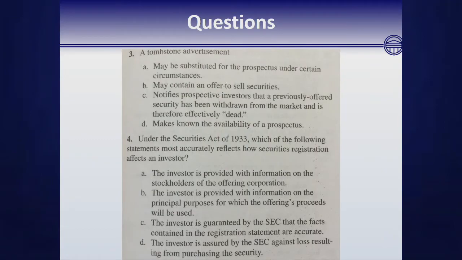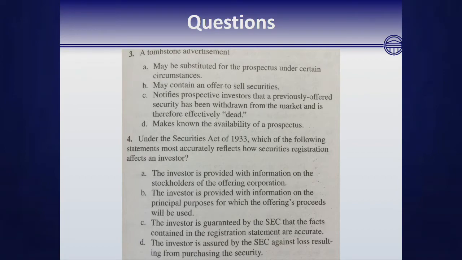All right, so question 3, a tombstone advertisement. A tombstone advertisement, the answer to the question is D. So not only does it have a black border around it, it makes known the availability of a prospectus. And remember, a prospectus is essentially just a condensed registration statement. So D is your answer. And then 4, under the Securities Act of 1933, which of the following statements most accurately reflects how securities registration affects an investor?